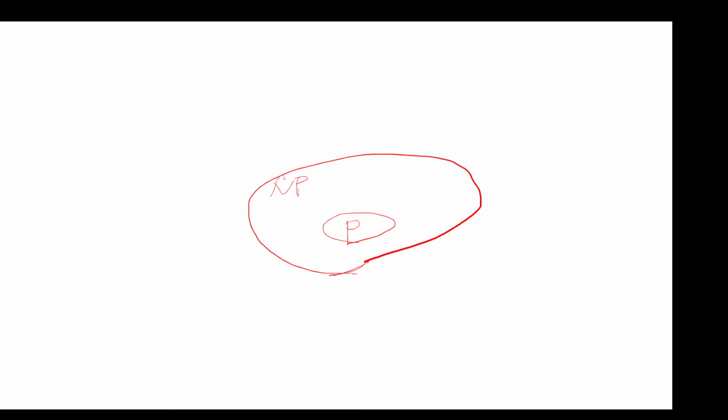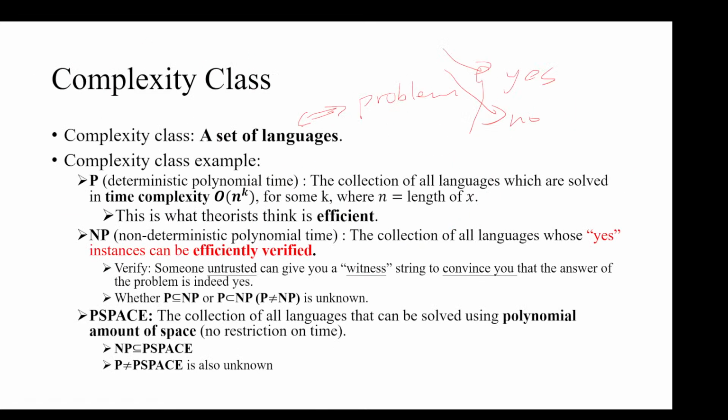Finally, we've been talking about time complexity, that is, how much time you need to solve a problem. There is also complexity about space, and that is PSPACE complexity. That's basically all the problems that can be solved using a polynomial amount of space. The special thing here is that when we talk about space complexity, we put no restriction on time, so you can use a polynomial amount of space and whatever time you like.